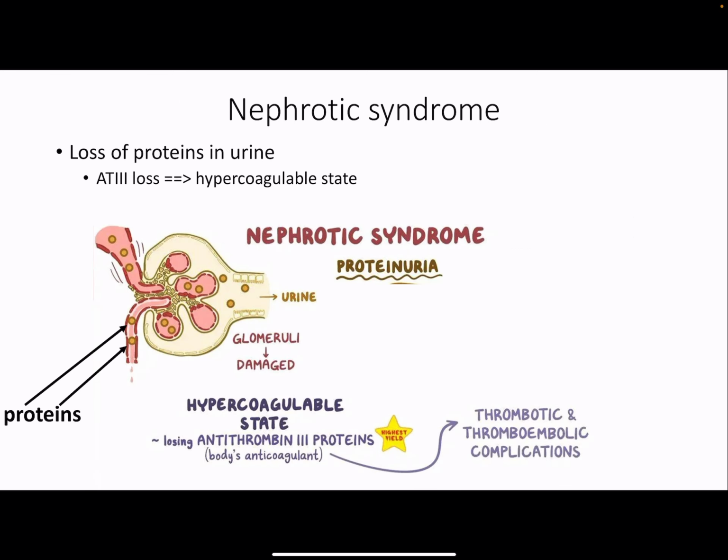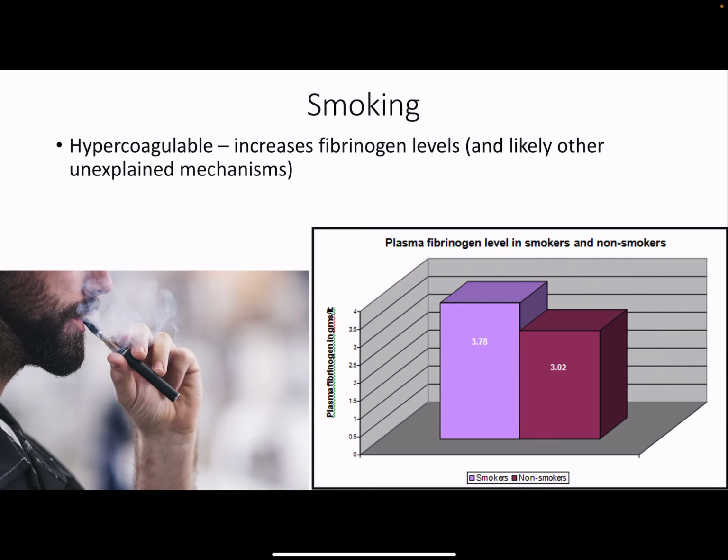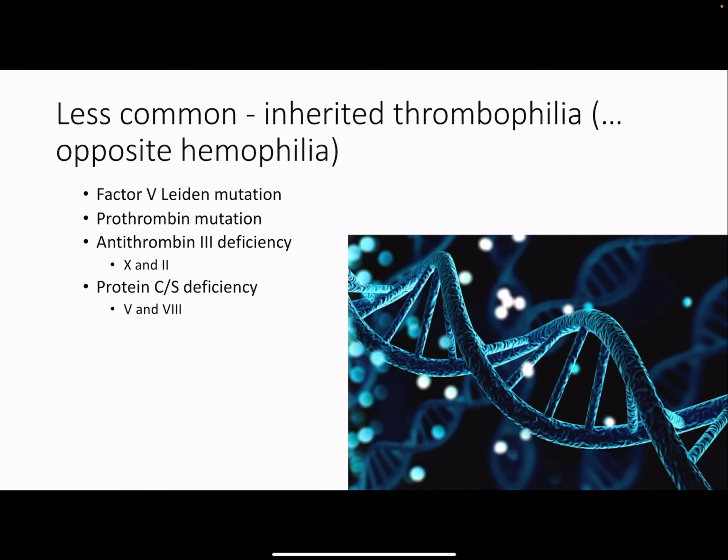Nephrotic syndrome, you guys will learn more about this in the renal system, so I'll spare you. Basically, you have issues with your glomerulus, and you're going to lose proteins in the urine. One protein especially that you lose is antithrombin 3, and if you lose this, you're going to have excess coagulation. Smoking, I don't know if they really truly understand all of the mechanisms here, but fibrinogen levels increasing is a big one, so that's going to make you more coagulable.